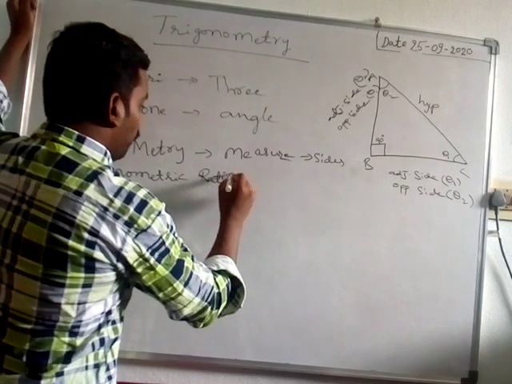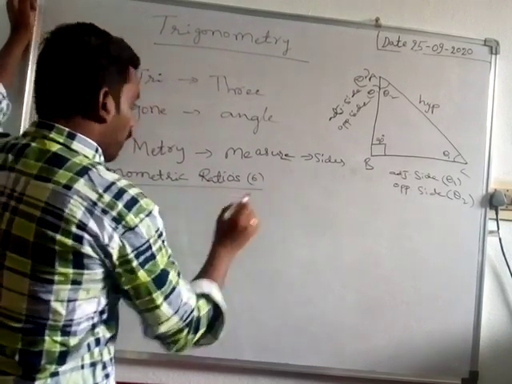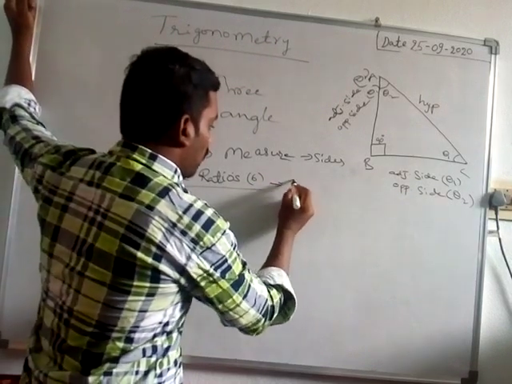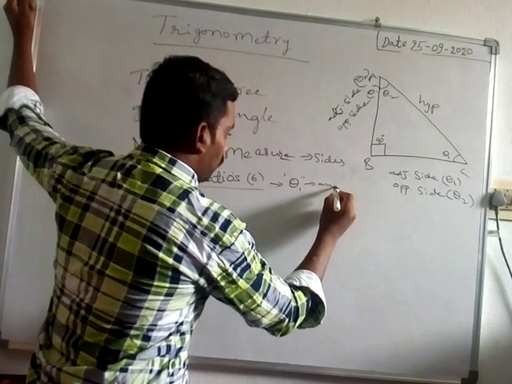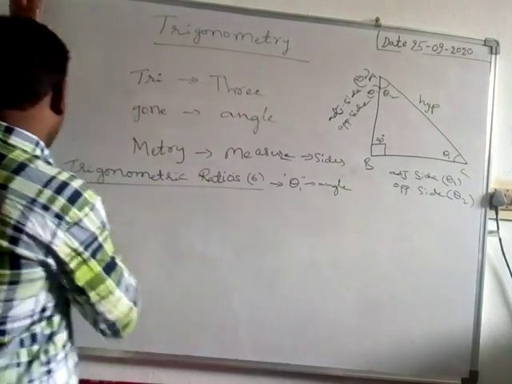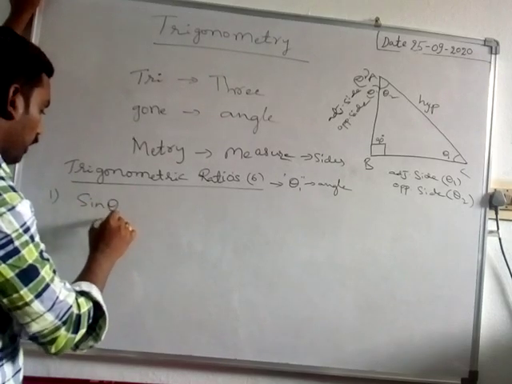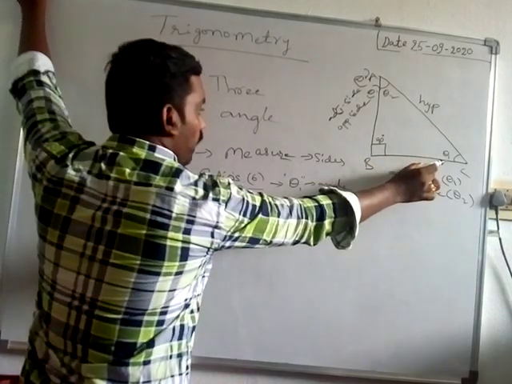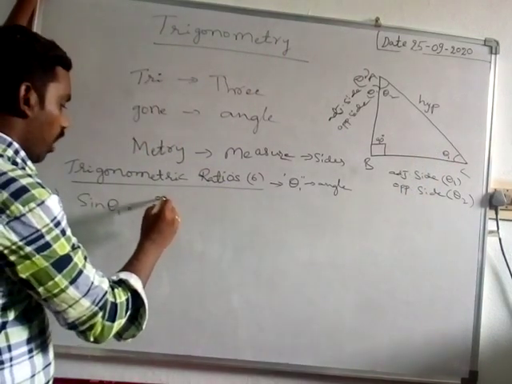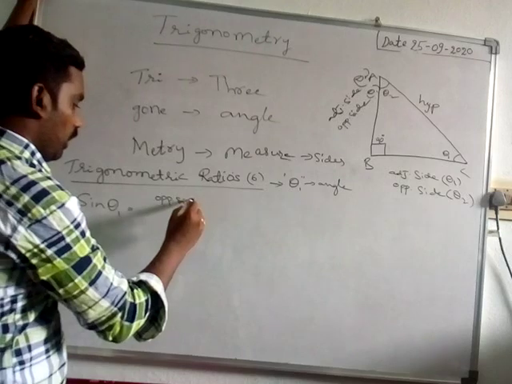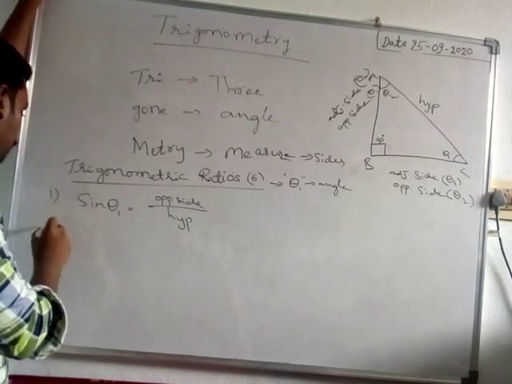How many do we have? Six. Here I am taking angle theta 1, and according to theta 1, I am going to say the first trigonometric ratio, that is sin theta 1. I am taking theta 1, this angle from the diagram. Sin theta 1 means opposite side by hypotenuse. These are the shortcuts I am writing.